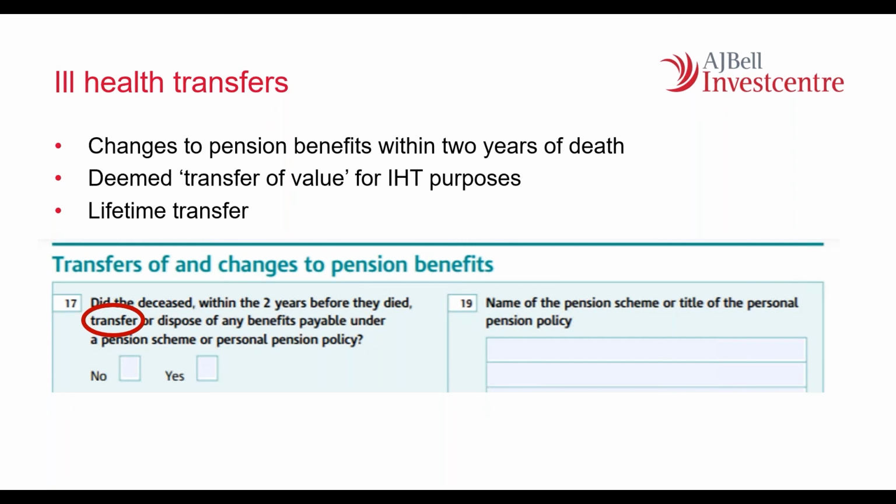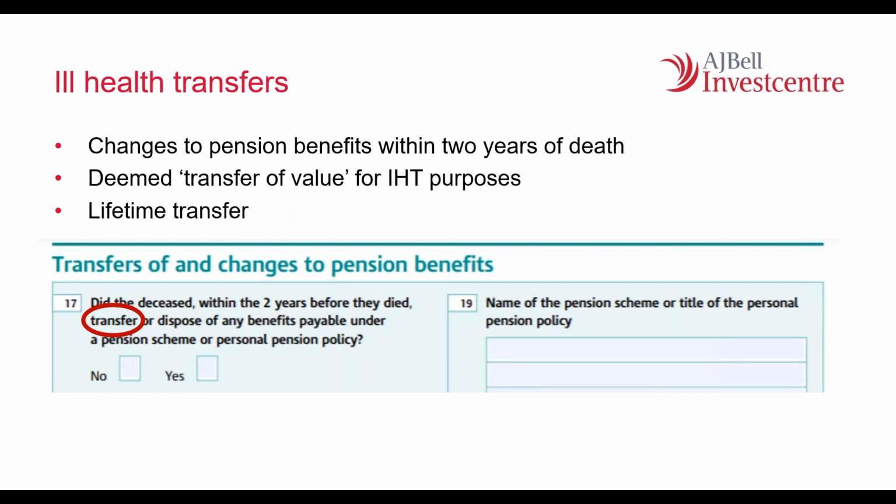Okay, ill health then. So generally, we don't have inheritance tax on pensions. Not always, but certainly when there's discretion in terms of death benefits. But there are odd exceptions when pensions can be subject to inheritance tax. When it comes to personal representatives doing all the paperwork on the estate, any changes to pension benefits within 2 years of death have to be reported on the IHT 409 form, an extract from which you can see there.